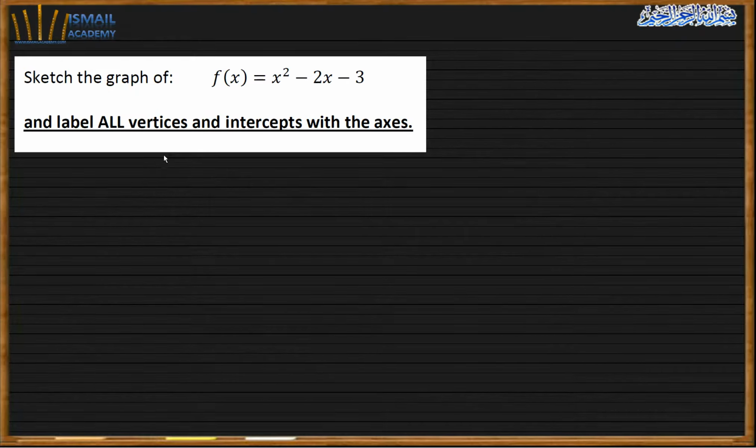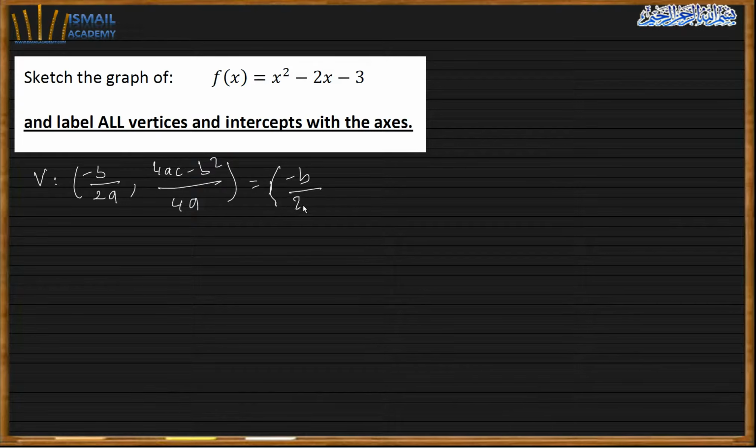So here they ask me to graph this, and they want to know the vertices and the intercepts. There's only one vertex here, so I don't have too much. So here I will find the vertex first. So the vertex is minus b over 2a, and 4ac minus b squared over 4a. Or you can use this because they are the same as this, minus b over 2a, f of minus b over 2a. So which one to use?